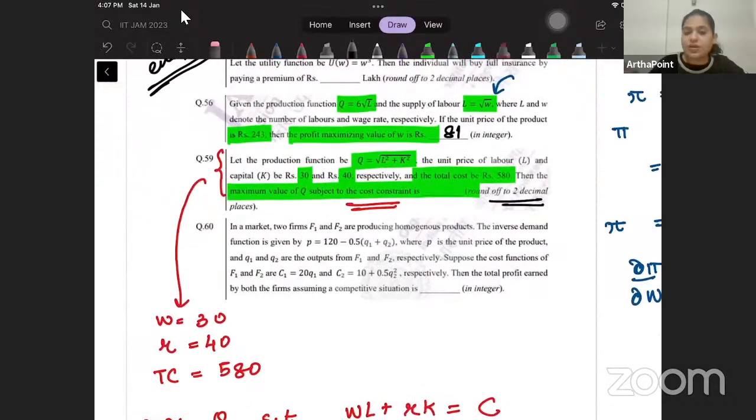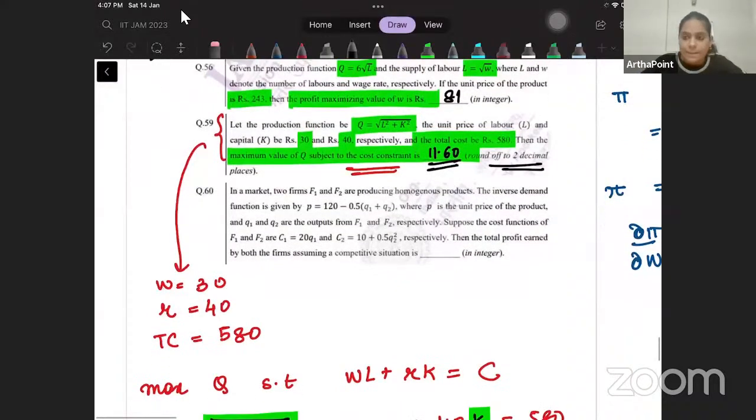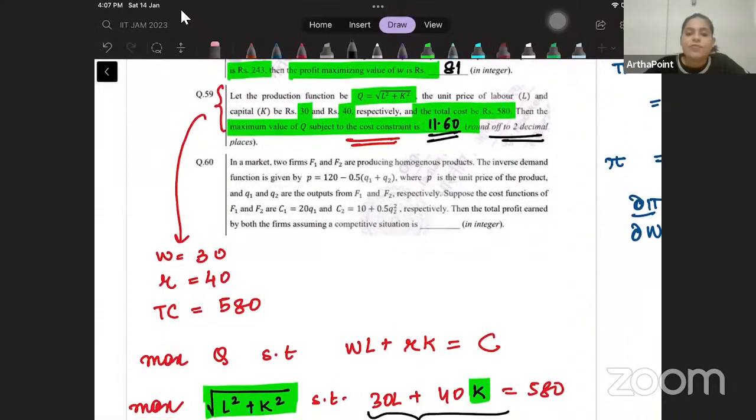So round off to 2 figures. 11.599 came out, we can write it as 11.60. Right. Okay. Now come to the next question.